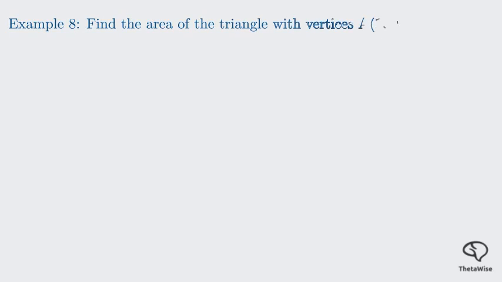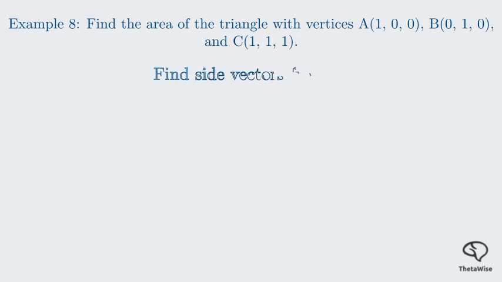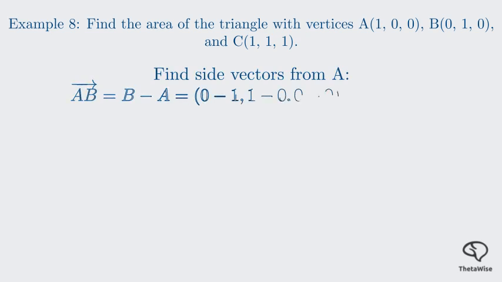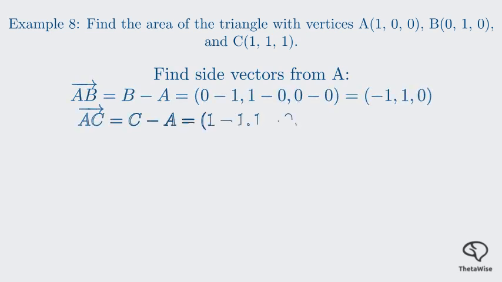Let's work through an example, finding the area of a triangle in 3D. First, we need to form 2 vectors that define 2 sides of the triangle, sharing a common vertex. Let's use vertex A. We'll find the position vectors of the sides AB and AC. Vector AB is the position vector of B minus that of A, giving (1, 1, 0). Vector AC is C minus A, giving (0, 1, 1). These are our vectors A and B for the area formula.